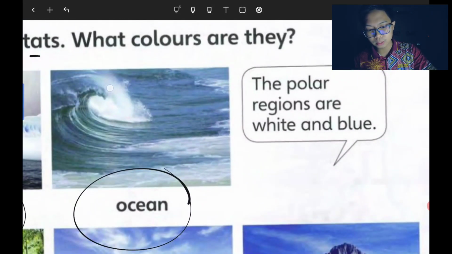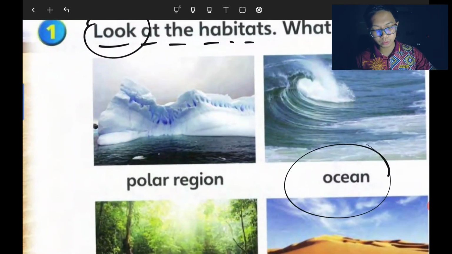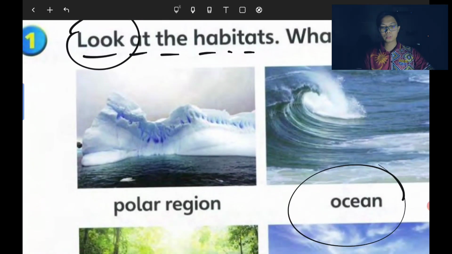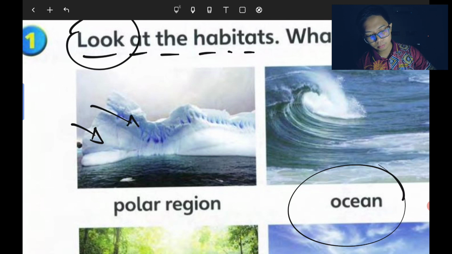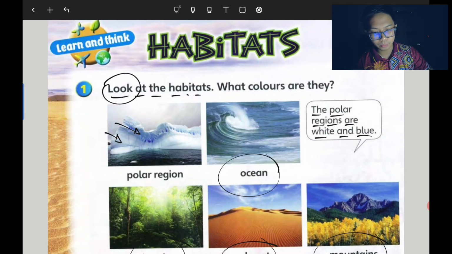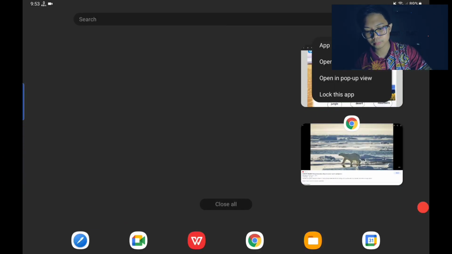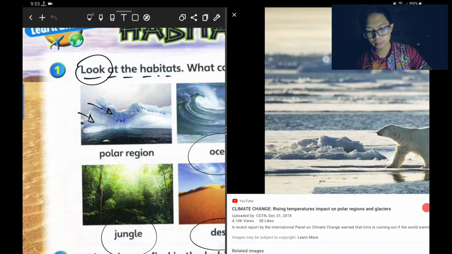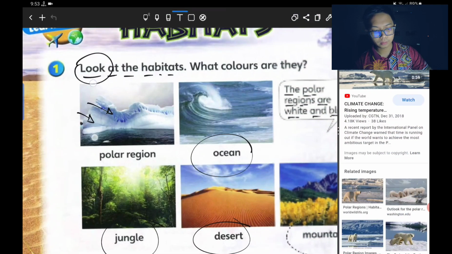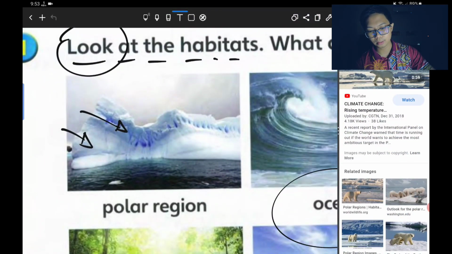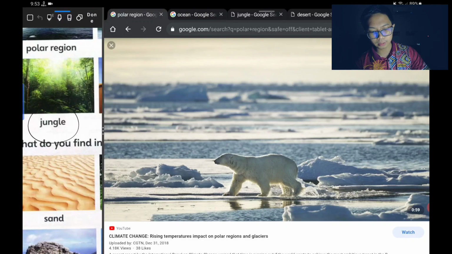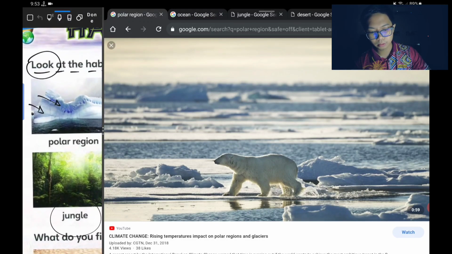So let's have a look on this sentence. The polar regions are white and blue. The first place is this one. Polar region. Okay, it's a cold place, tempat yang sejuk. Yes, white and blue. To be clearer, supaya lebih jelas, I've searched the picture of them. Let's split the screen. First one, polar region. Okay, let's have a look on polar region. This is the place of polar region.